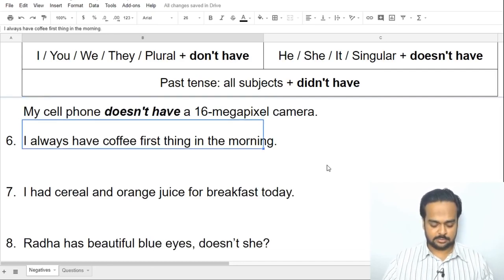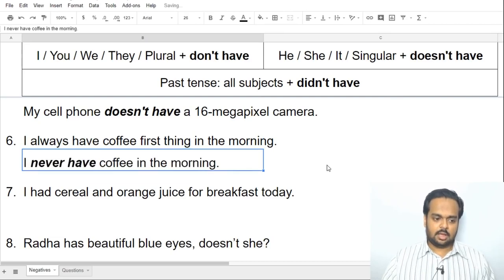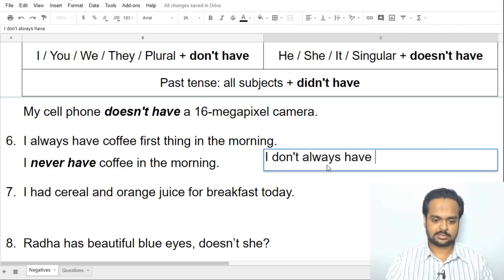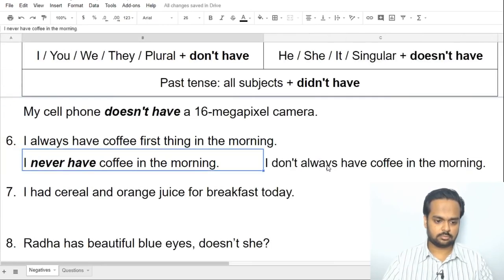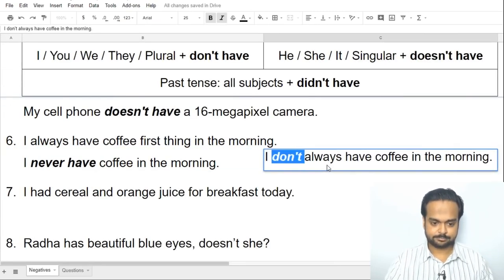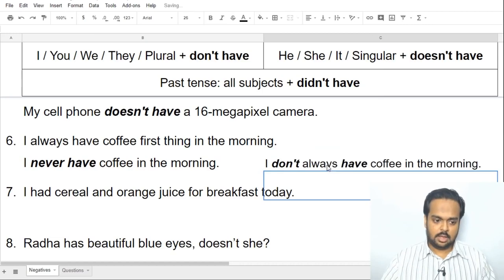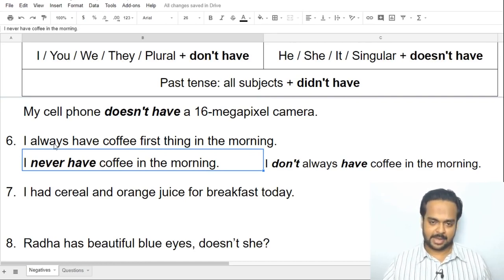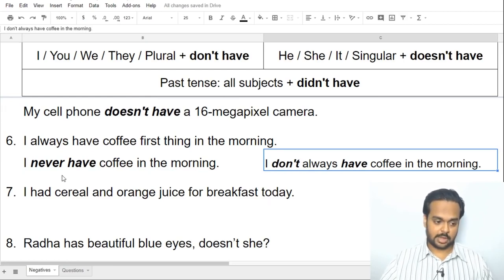I always have coffee in the morning. I never have coffee in the morning. Of course, you could say, I don't always have coffee in the morning. That is also correct. However, I've said I never have coffee in the morning because never is the opposite of always. So that sentence is a lot closer in meaning to the first sentence. So that's why I've said never, but if you want to say don't, perfectly okay.